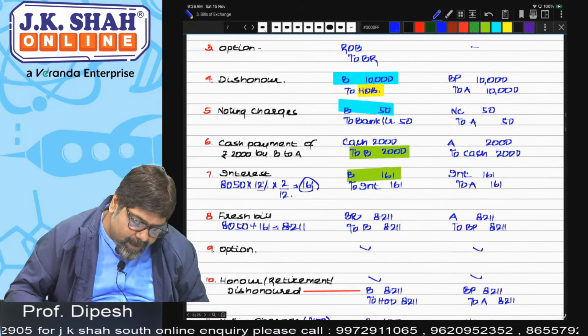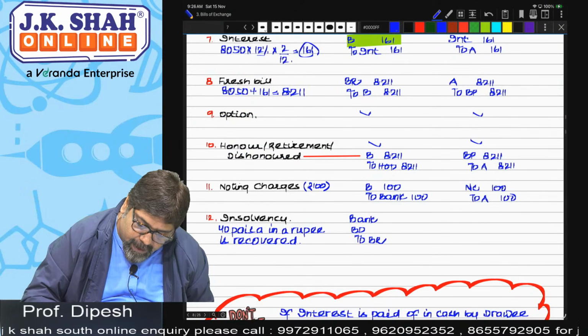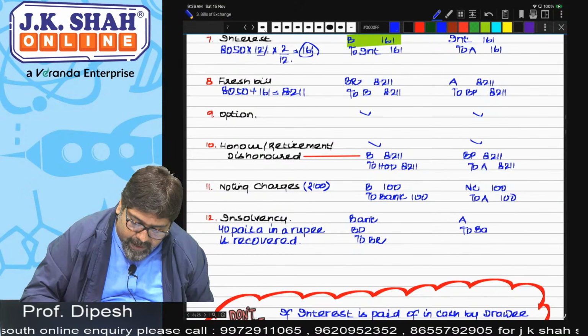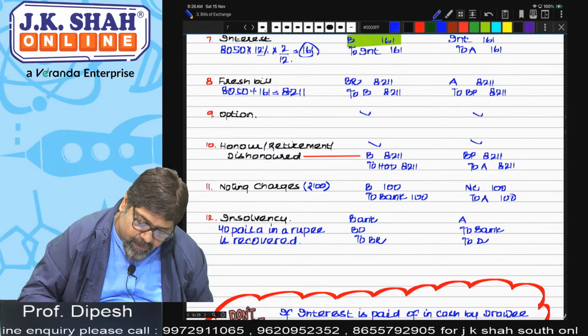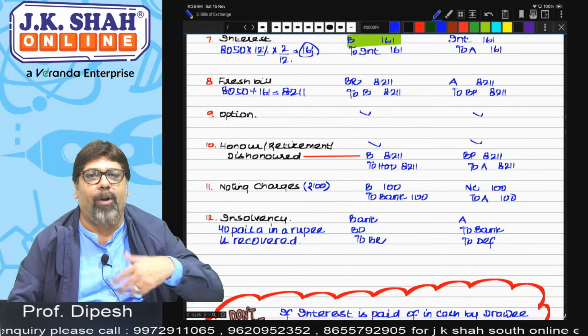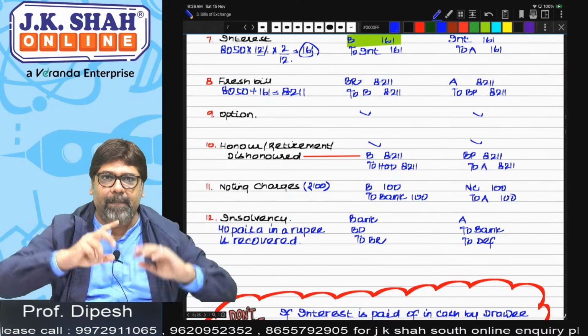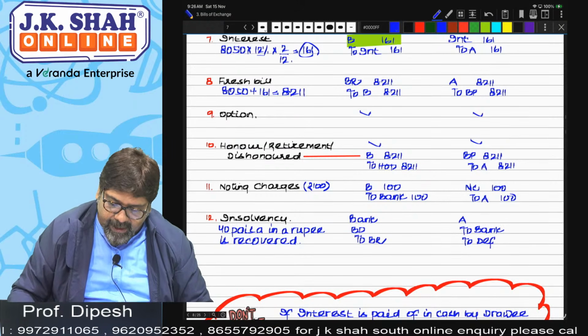What entry will B pass? B will pass A account debit to bank, to deficiency. Deficiency means the money which I am not given. The money which I do not get is bad debt. The money which I do not give is deficiency. Am I clear? Yes or no?